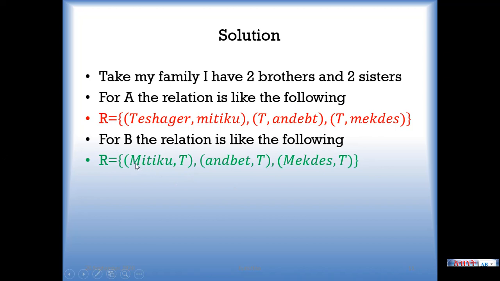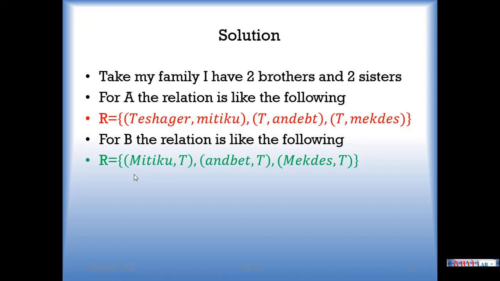What does it mean when I ask you, is this a function? It means, does Mitiku have another father besides Tashagar? Think over it, my student. I will repeat it. When I ask you, is it a function, it means: does Mitiku have another father besides the one father, Mr. Tashagar? It's impossible. I think you also have only one father. So such a kind of relation is called a function. That is why a function is a special type of relation whose domain is not repeated more than one time.